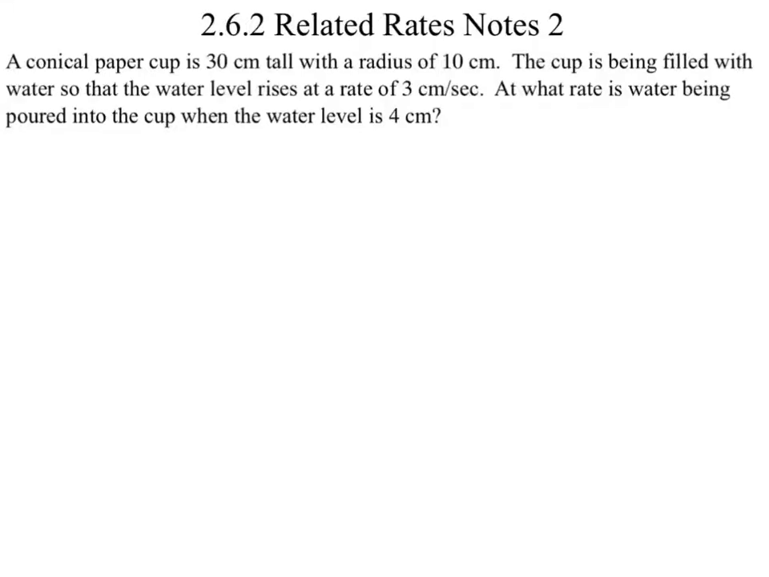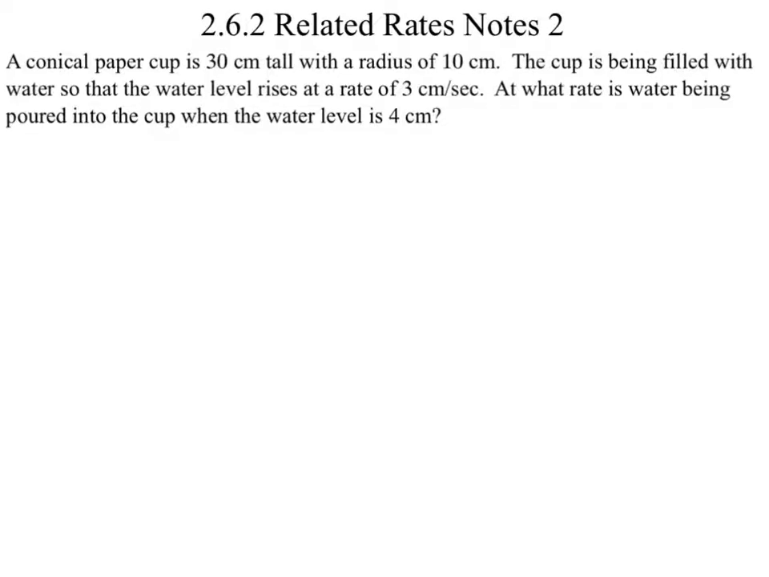In this video, we're going to look at some more related rates problems. In this problem, a conical paper cup is 30 centimeters tall with a radius of 10 centimeters. The cup is being filled with water, so we're adding volume to it so that the water level rises at a rate of 3 centimeters per second. At what rate is the water being poured into the cup when the water level is 4 centimeters?